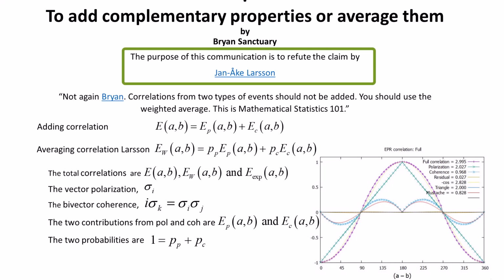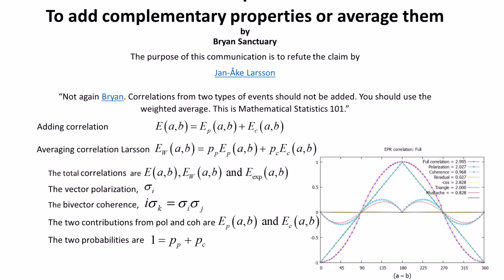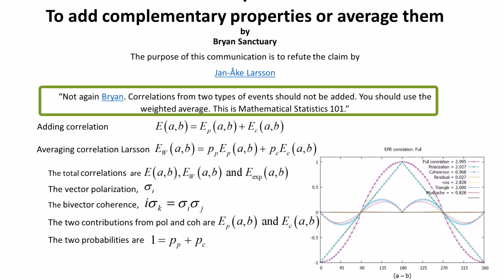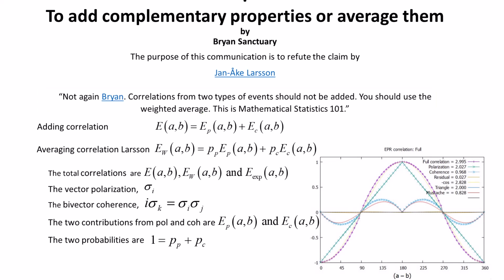The reason for this communication is to refute the claim by Jan-Åke Larsson, who disagrees with the way I combine the correlations. He states, "Not again, Brian. Correlation from two types of events should not be added. You should use the weighted average. This is Mathematical Statistics 101." I say the two correlations should be added.